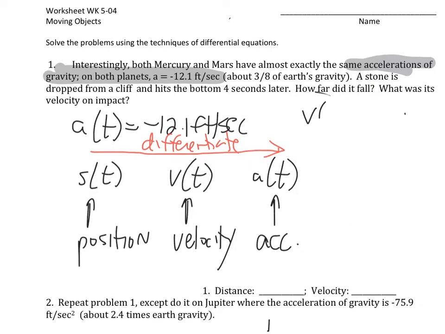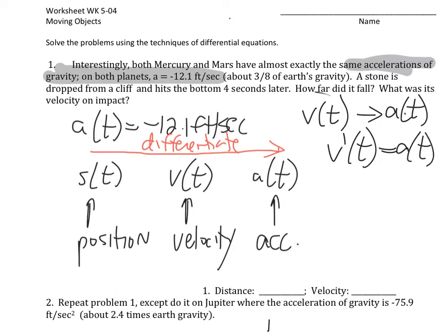If I have the velocity and I want to find the acceleration, I would take the derivative of the velocity to get the acceleration function. So when you move to the right, from the position function to the velocity to the acceleration, you differentiate. When you move to the left, you integrate. And that's primarily what you're going to be doing for these motion problems. They're going to be giving you the acceleration, which is going to be a constant.